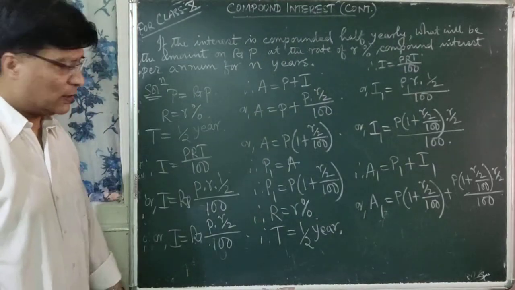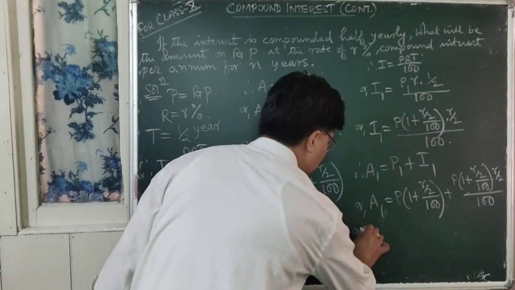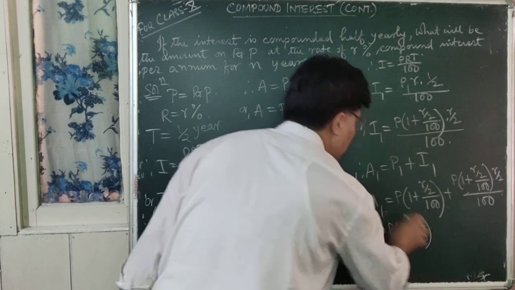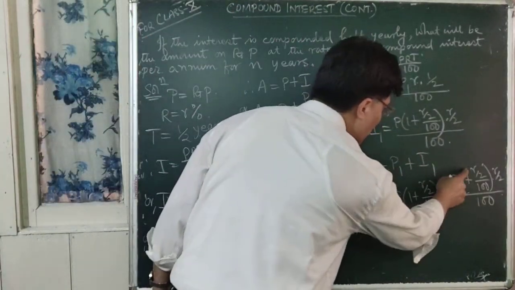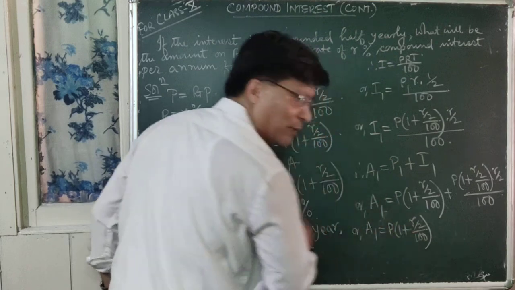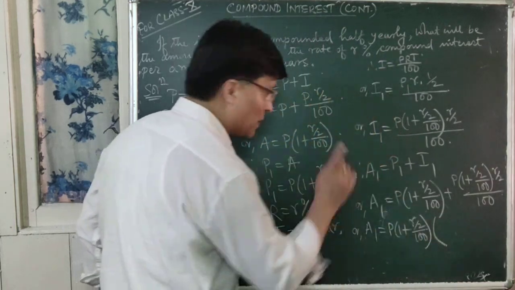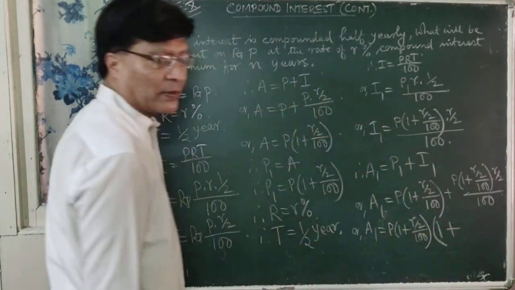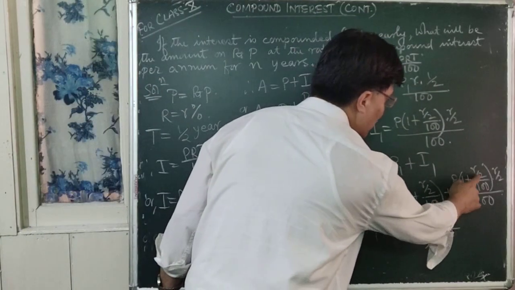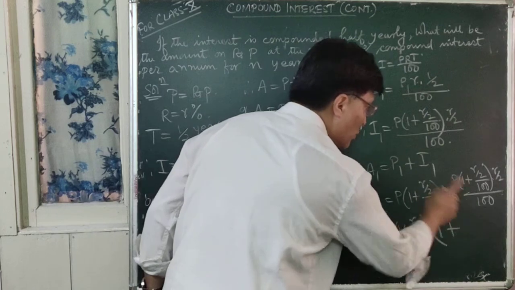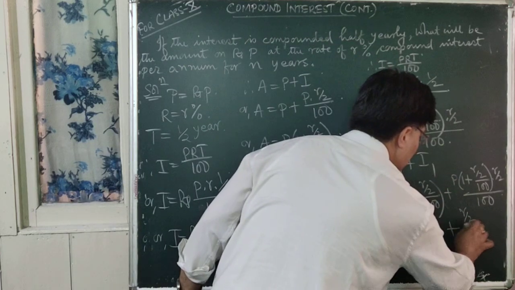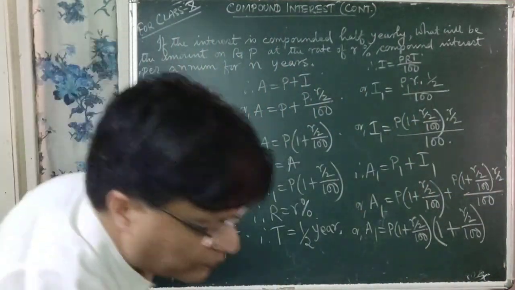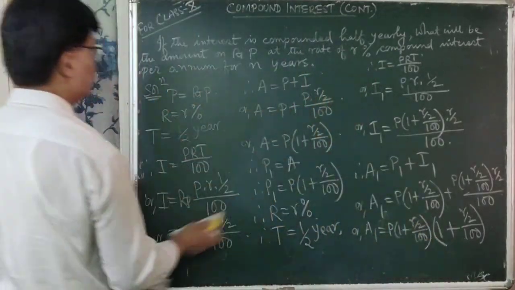So now let us simplify it. You can take common here. A1 is equal to P into 1 plus R by 2 divided by 100 is taken common, isn't it? Among these two, what is common here? P into 1 plus R by 2 divided by 100. So the remaining terms here: since P into 1 plus R by 2 divided by 100 is already taken common, here it is 1 plus, again P into 1 plus R by 2 divided by 100 is taken common, so the remaining term is R by 2 divided by 100. Okay? Understood now?